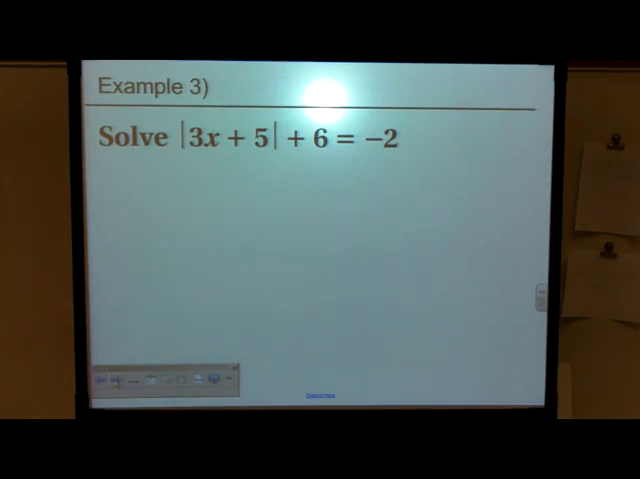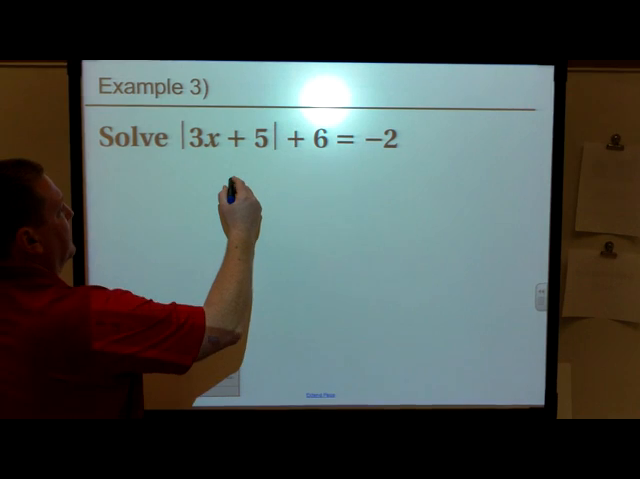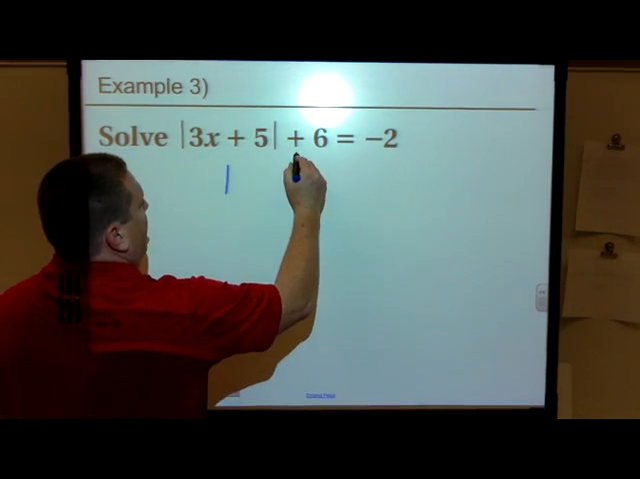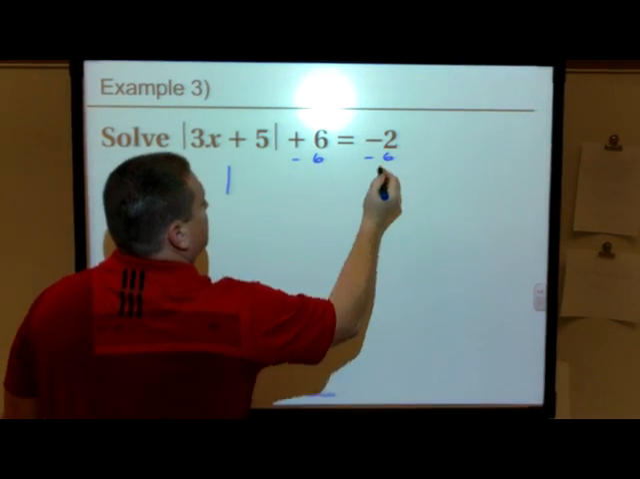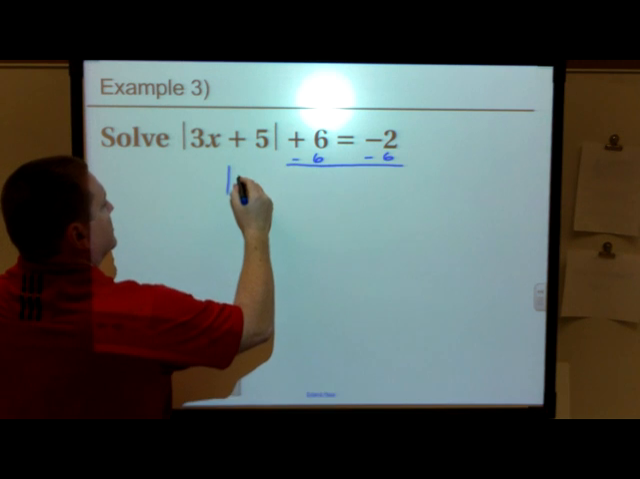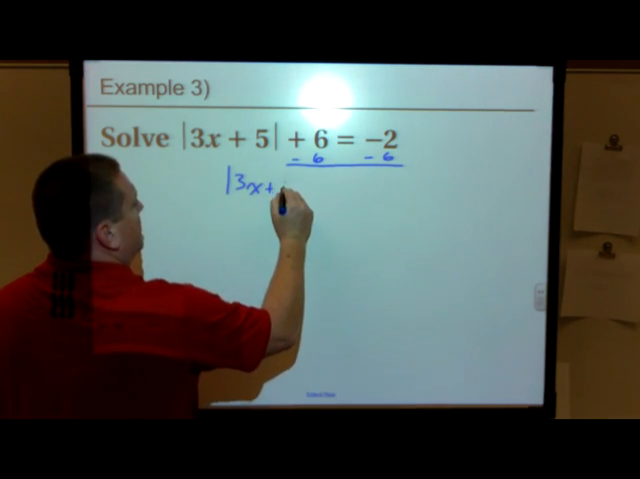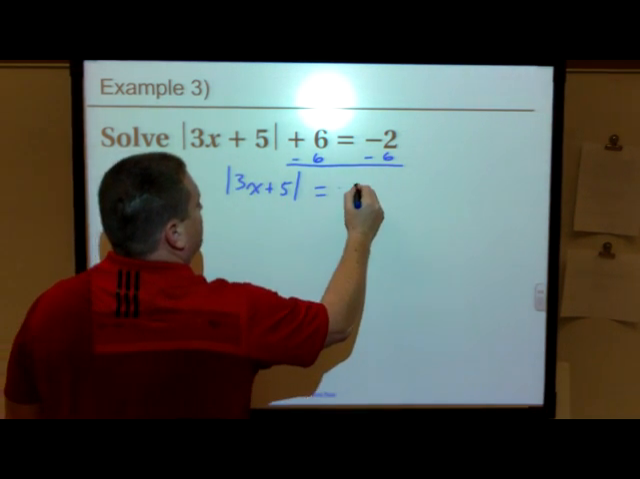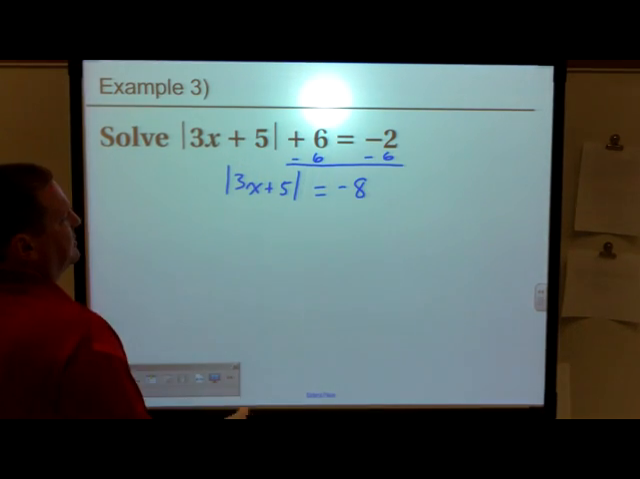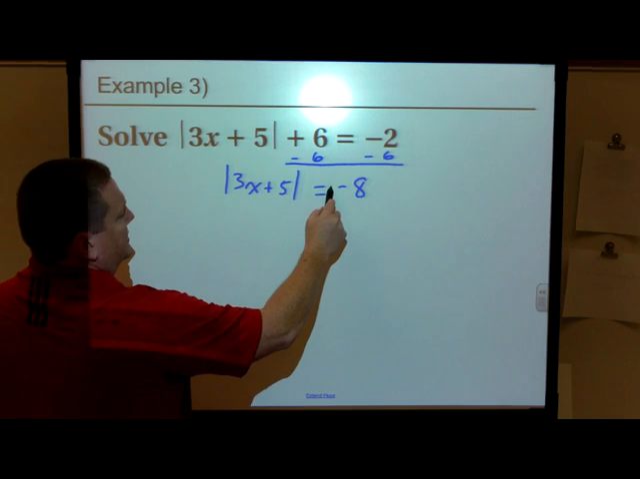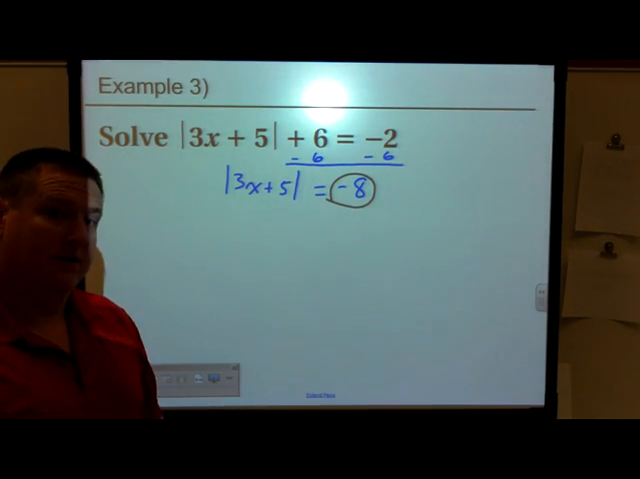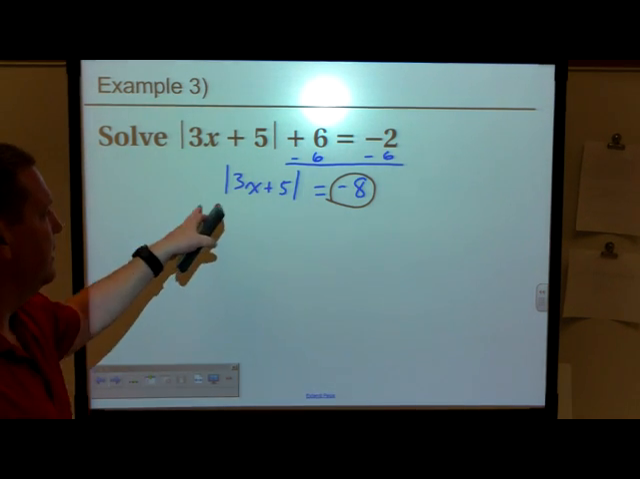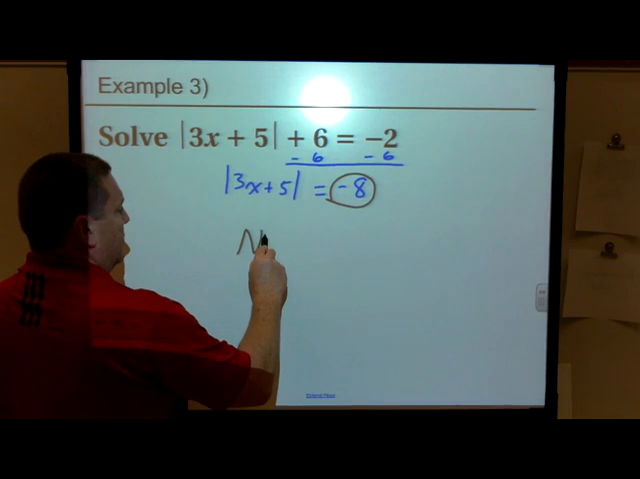Go ahead and try and solve this one. We're going to see this is kind of a special case scenario here. So we're going to minus 6 from both sides. So we have an absolute value of 3x plus 5 is equal to negative 8. And at this point right here, we have an absolute value that's equal to a negative. And we said before that absolute values cannot equal a negative, therefore there is no solution to this problem.